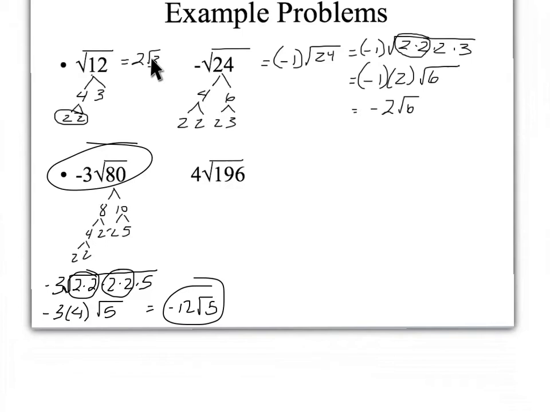So let's look at the next one, and I know I keep giving you big numbers, but I want you to see several examples of this. So square root of 196.